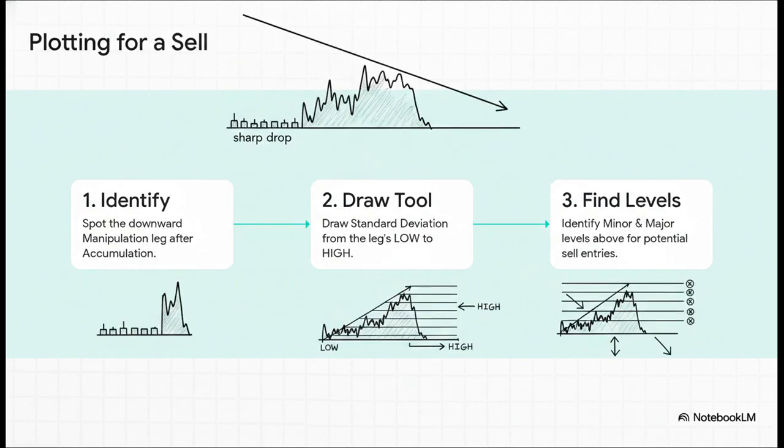And for a sell, you guessed it, we just flip the whole thing upside down. You see a sharp drop after that sideways action. This time, you draw the tool from the low of that manipulation leg up to its high. The tool then projects the minor and major levels above the price, giving you potential areas to look for a sell entry.